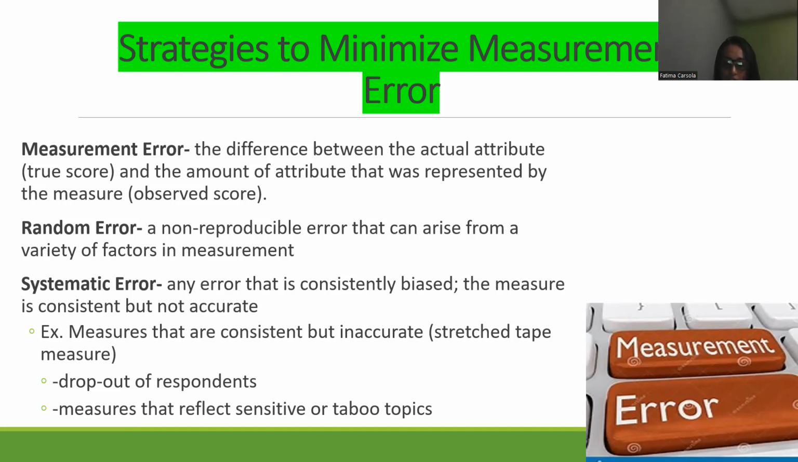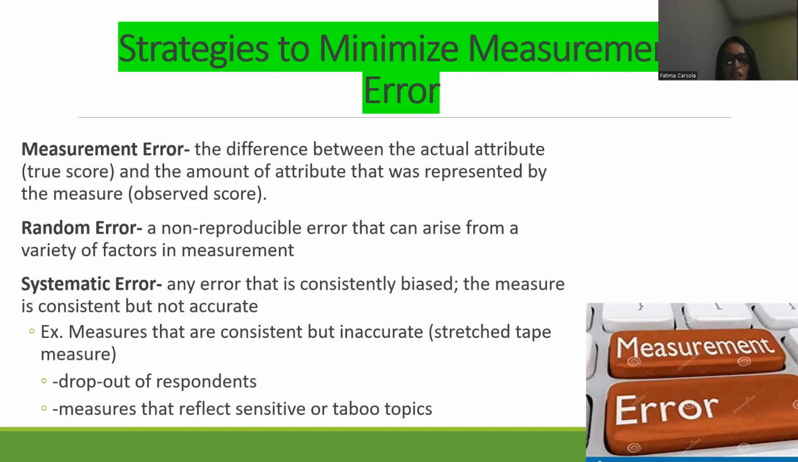Another one is dropout, non-response, and measures that reflect sensitive or socially taboo topics. For this one, the subject may be able but unwilling to respond, and missing data may affect the results. For example, self-reports of tobacco and alcohol abuse often underrepresent the prevalence of these behaviors in the population.